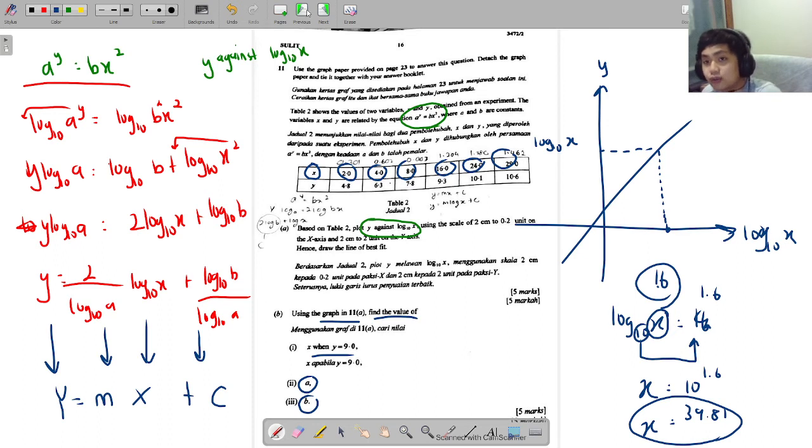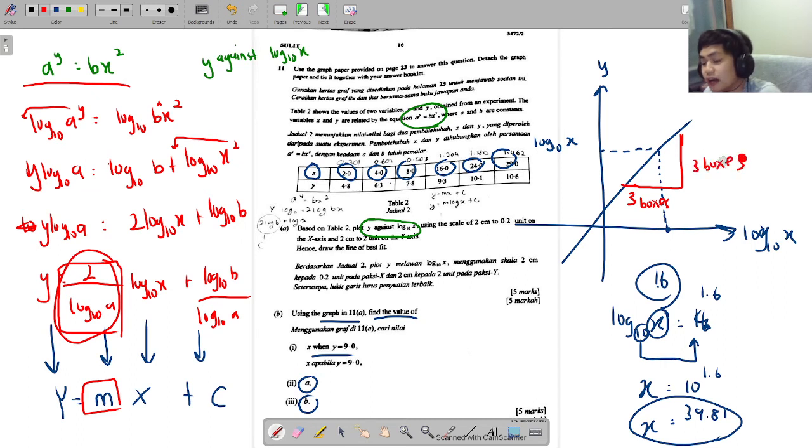To find a, you notice that a is inside your gradient. So if you find the gradient of the line here, you can equate it with this equation here. Usually when we find gradient, we try to take about 3 boxes apart for higher accuracy, and usually they'll deduct marks if the triangle is too small. And this triangle needs to be drawn in dotted lines.